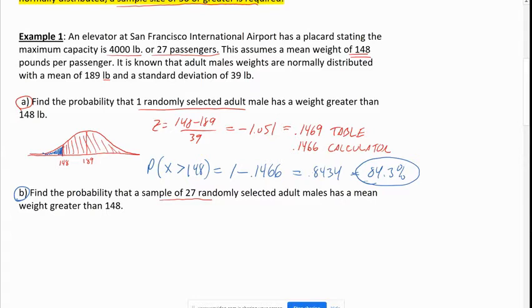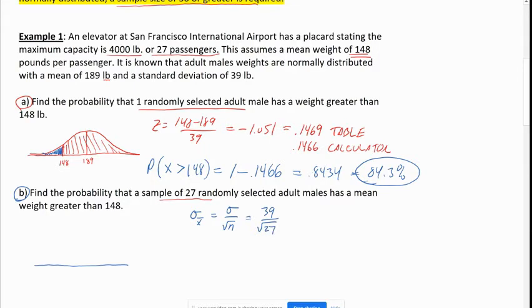Okay, so to find this probability, we're going to set it up the same way, but we need to calculate our standard deviation for the mean. The central limit theorem says the standard deviation for the mean is sigma over root n. So our standard deviation is 39, and our sample size is 27.